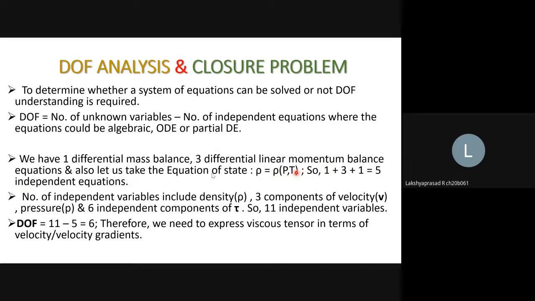So totally, let's say we have five independent equations. For the number of variables, if you go back and look at the x linear momentum balance, you will notice that there is density. We have the three components of velocity, the pressure, and the viscous stress components, of which six will be independent, because the sum of the diagonal elements of the viscous stress tensor is constant, right? So six of them will be independent. In total, if you add them all, you will get 11 variables. Clearly DOF is 11 minus 5 equals 6, and since it's not 0, we cannot completely solve it. We need to express the viscous stress tensor in terms of velocity or velocity gradients, and this is nothing but the closure problem. We need to close the system of equations.